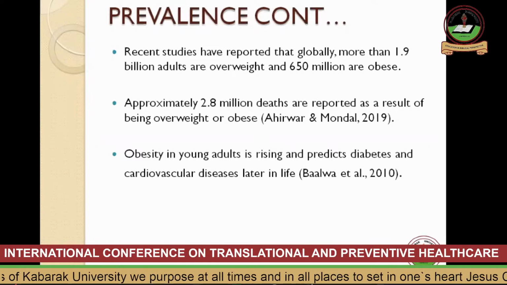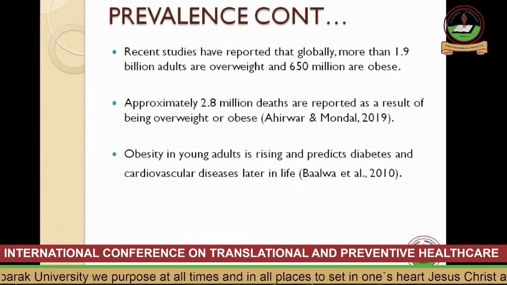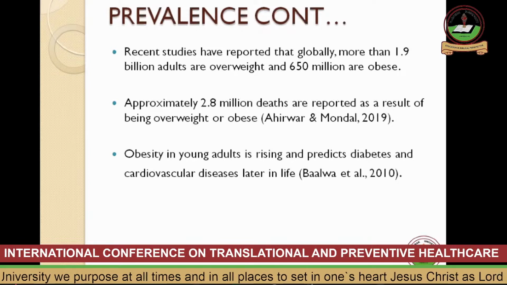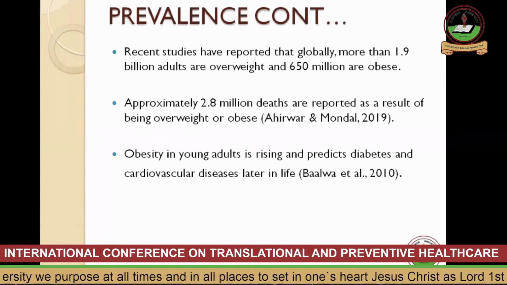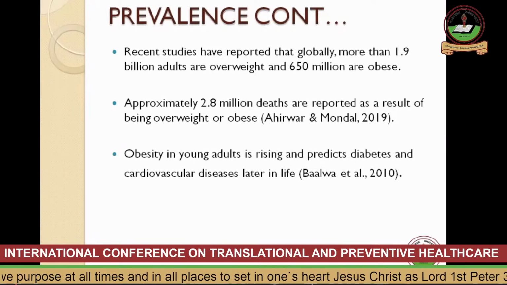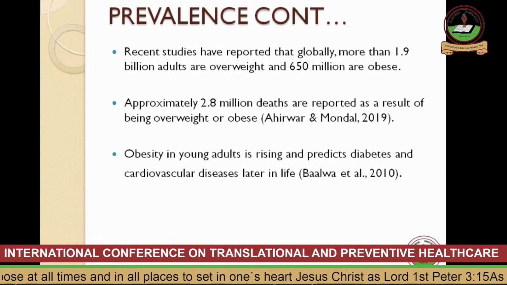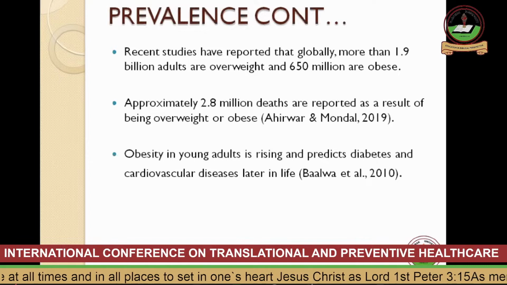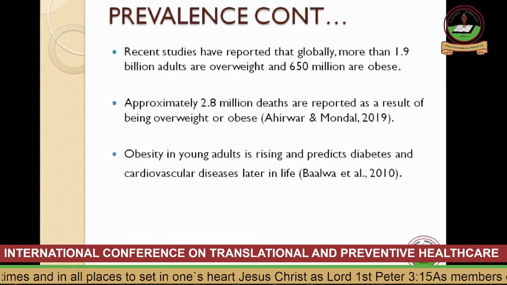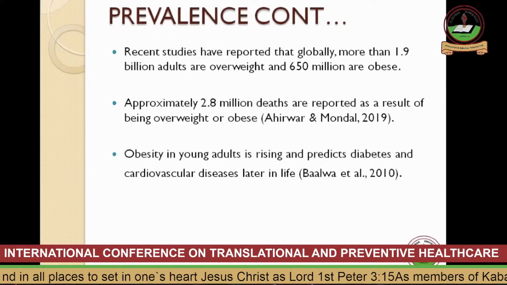So recent studies have reported that globally, more than 1.9 billion adults are overweight and 650 million are obese. Approximately 2.8 million deaths are reported as a result of being overweight or obese. So obesity in young adults is rising and predicts diabetes and cardiovascular diseases later in life.